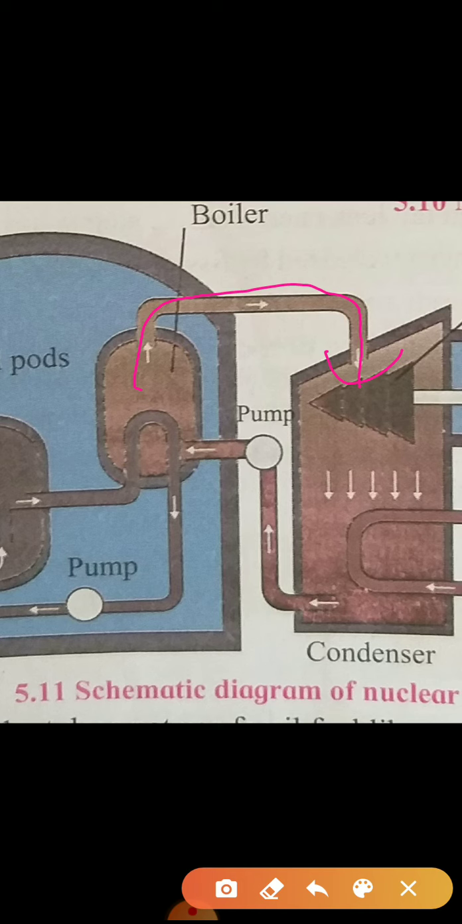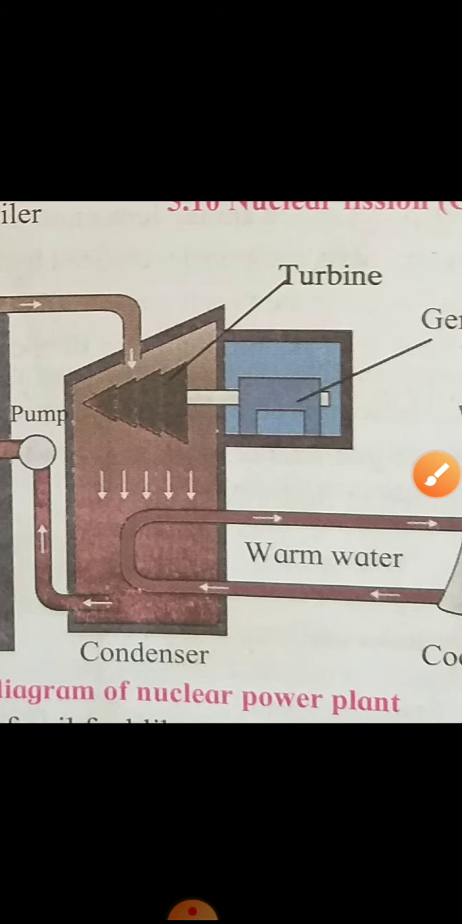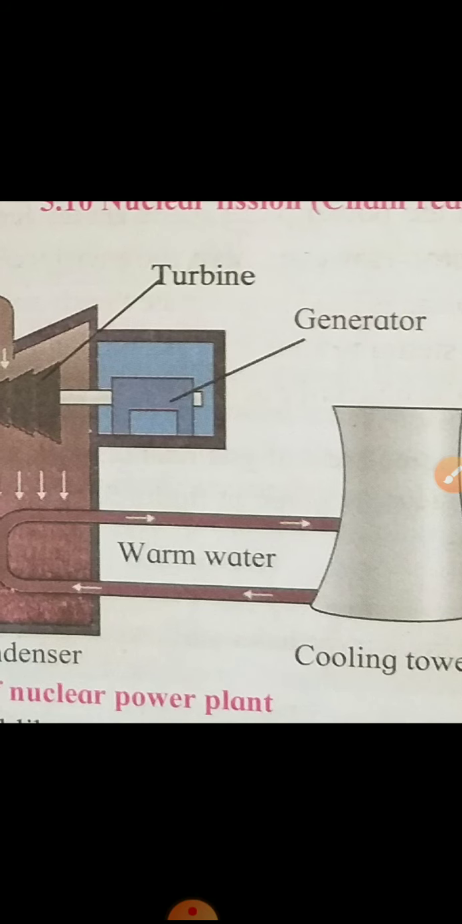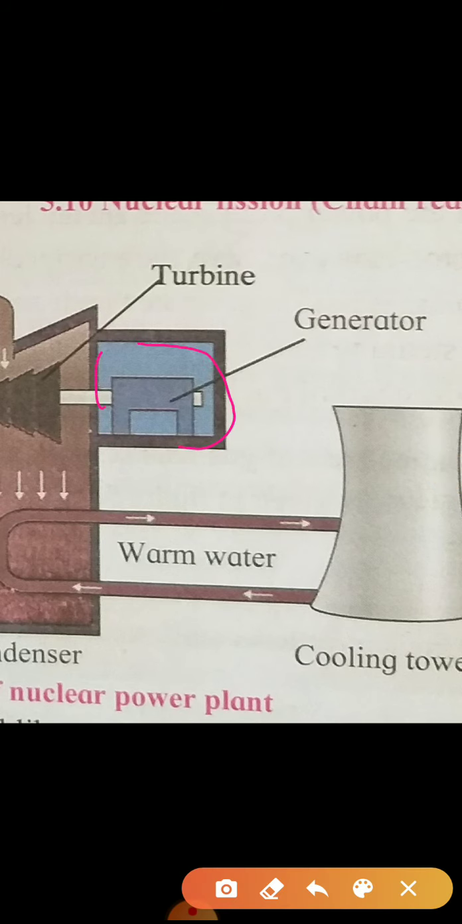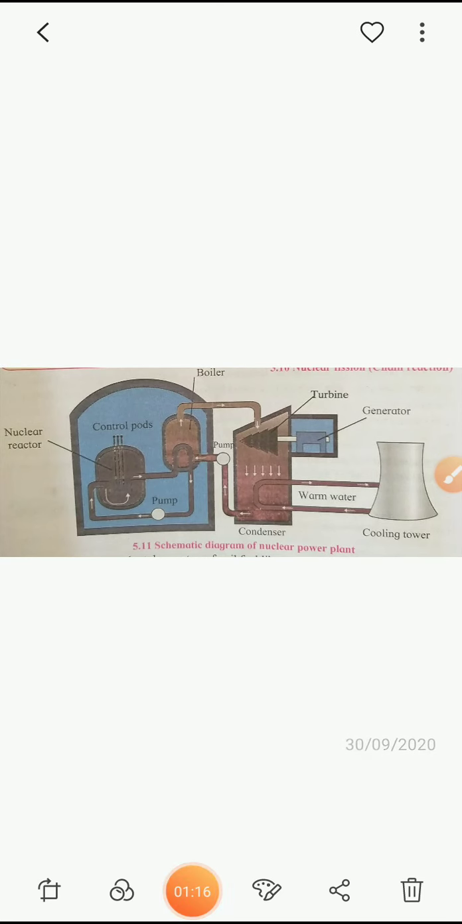Then the steam passes through the condenser, where it is cooled down and converted back into water. That water is heated again. So this is very useful for reusing water from steam. In this way, the cooling tower cools the gases and the water that is heated, and these turbines are connected to the generator. The generator produces electrical energy. Now let us study how it actually works.